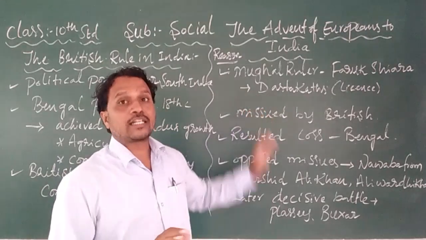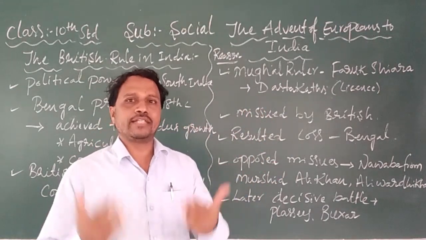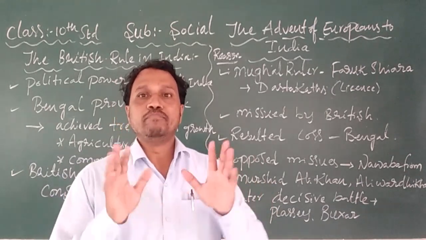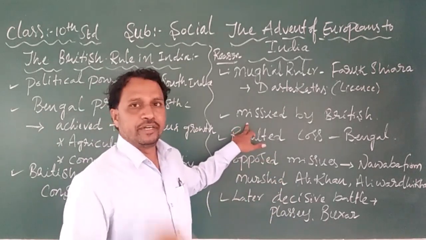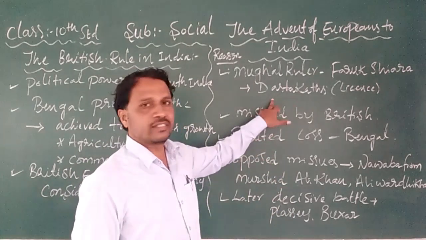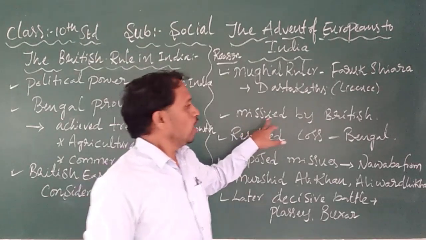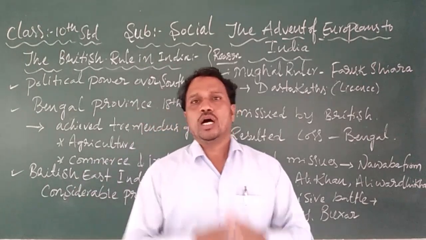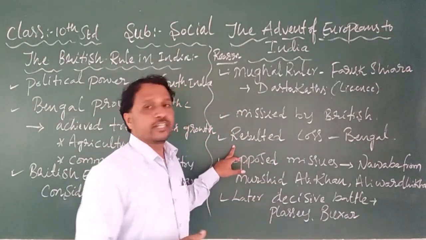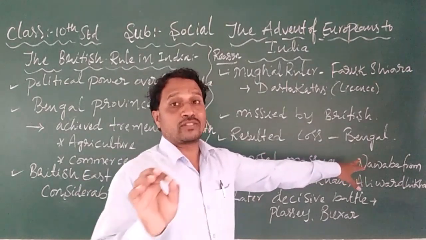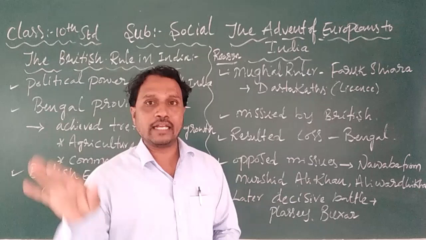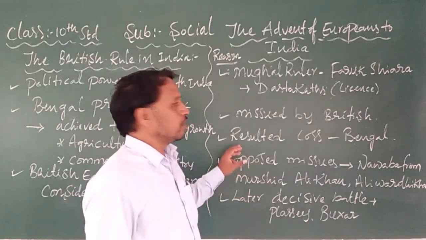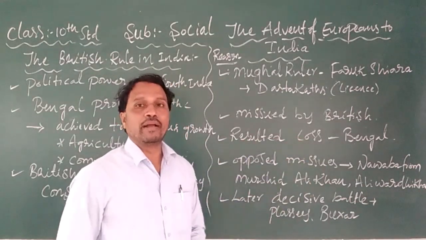By taking that Dastakat license, the British completely misused it. By using this Dastakat, the British people misused it. With misuse, what happens? It was completely a loss to the government, and it resulted in loss for Bengal province especially. The British people in Bengal were doing business without paying any taxes, but that was misused by the British, and it caused loss to Bengal province.